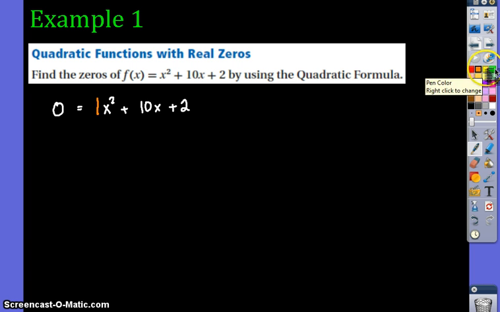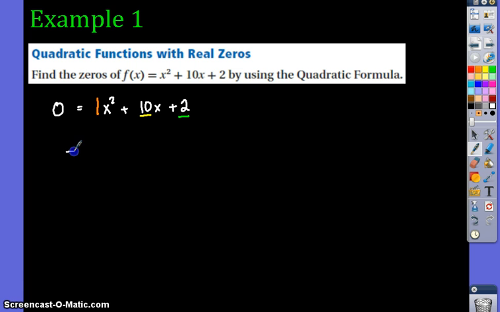A leading coefficient other than 1 is okay with the quadratic formula, but it's not okay with completing the square. Our b is 10, and our c is 2. I'm going to try to color code this as best as I can. So we're going to start off with the quadratic formula.